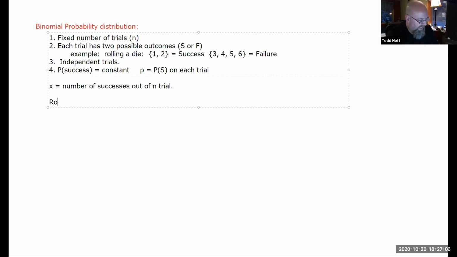So let's say we're going to roll this die 5 times. Our possible values, we could have 0 successes. We could never get a 1 or a 2 on that die in those 5 trials. All the 5 rolls could be 3 through 6s. We could have 1, 2, 3, 4, up to 5 successes on that die. Now those probabilities, however, are a little bit trickier to calculate for a binomial distribution.